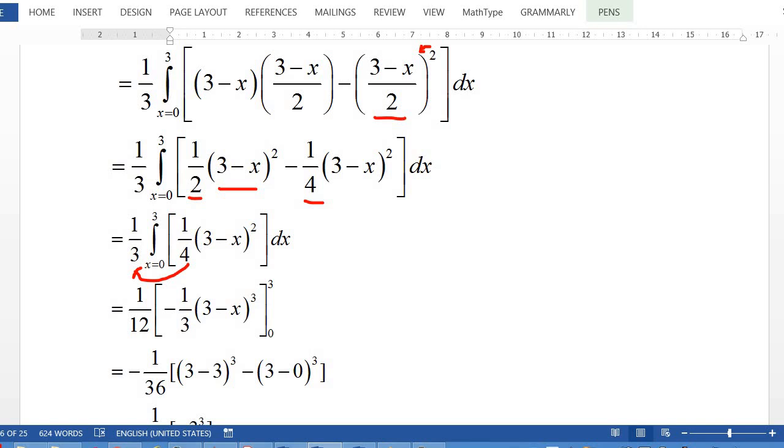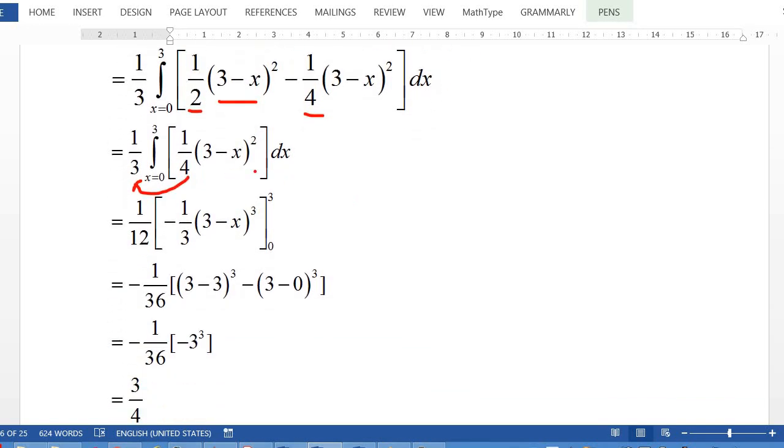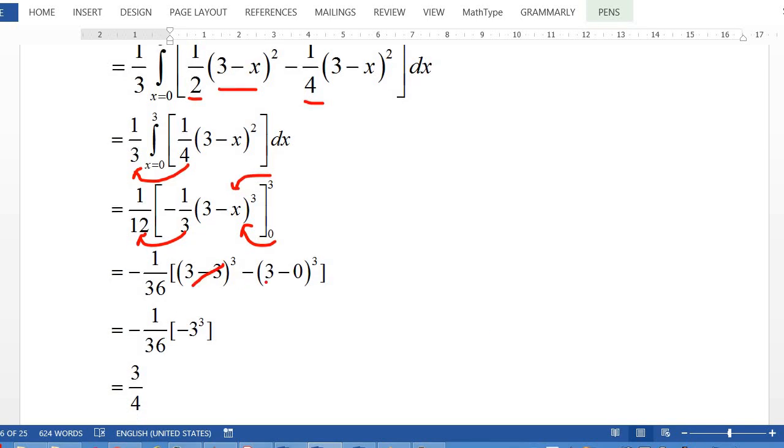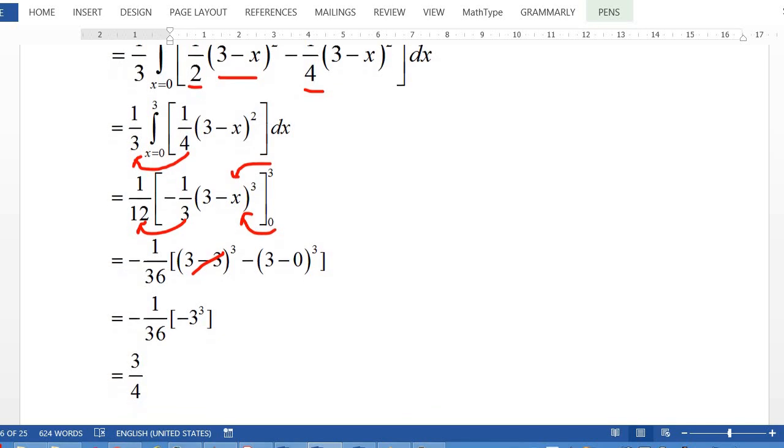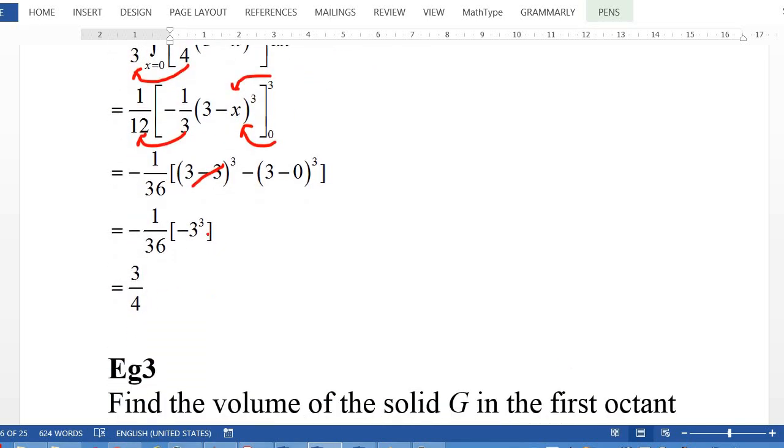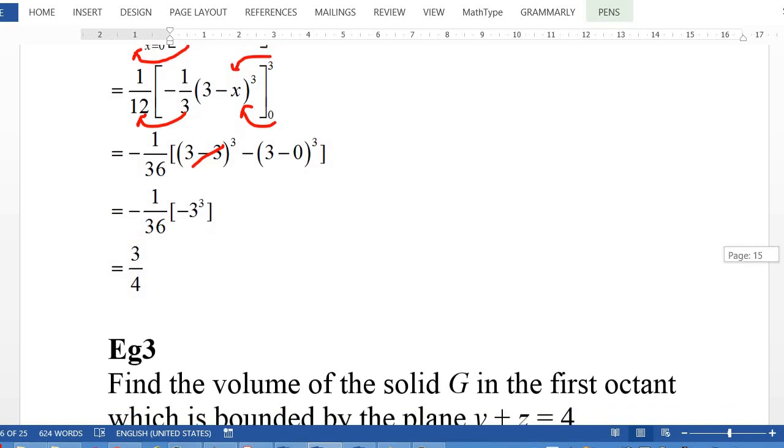Okay, and then you integrate this one. It's either using your scientific calculator or the substitution technique. You'll get (3 minus x) cubed divided by negative 3. So you have negative 1 over 36. Total, you factor out this thing. We plug in the upper limit, deduct the lower limit. Total you get, this one is 0, so minus 3 cubed. Simplify, we have 3 over 4. 3 over 4. This is the second example.